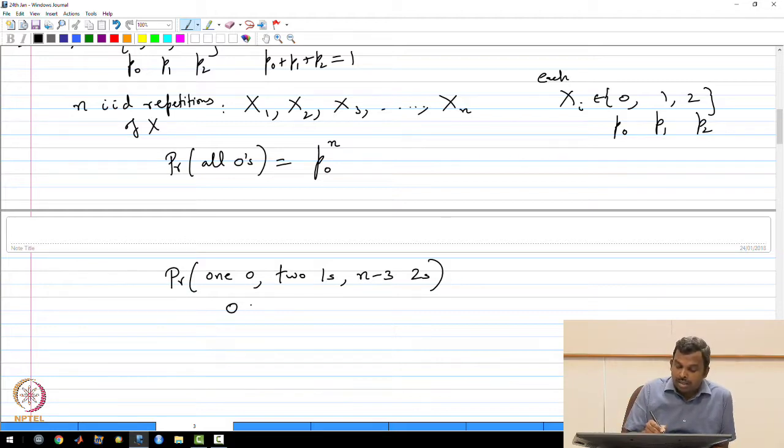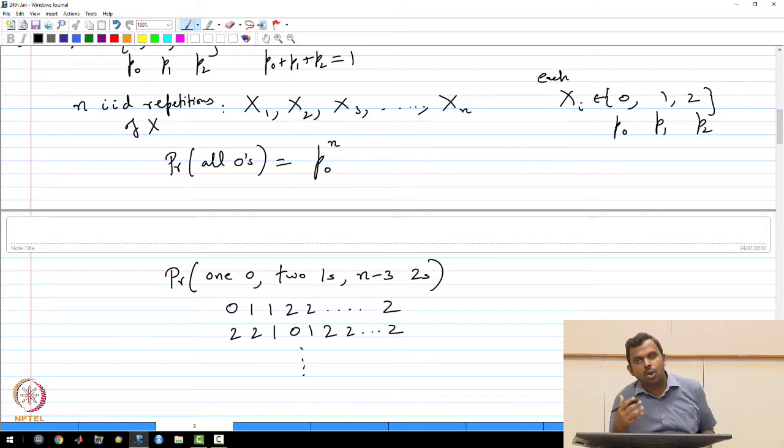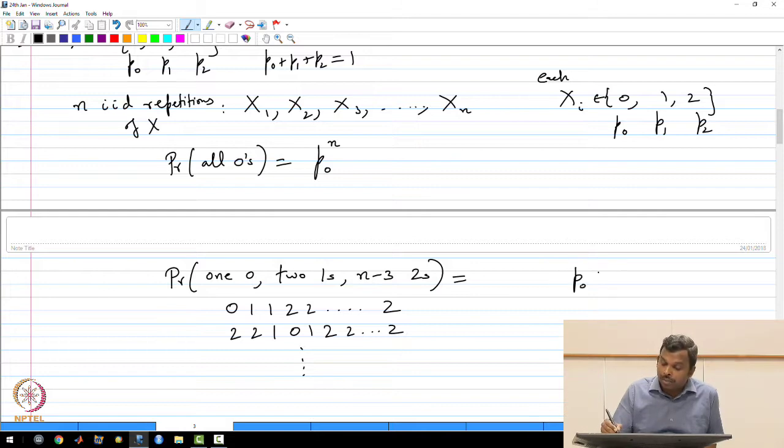For instance, it might be 0 1 1 2 2 2 2 2, or it can also be 2 2 1 0 1 2 2 2 2, like this. Like this you'll have a lot of possibilities here. Where does the 0 come, where does the 1 come, where does the 2 come? All sorts of possibilities are there. If you do the calculation carefully, the one term which is easy to write down is the product of the probabilities. So you will have p0 p1 squared p2 power n minus 3. This is easy to write because there's one 0, 2 1s, and then n minus 3 2s. How many such sequences are there?